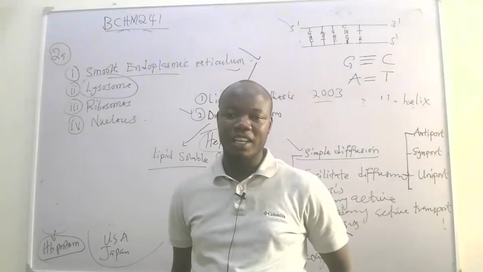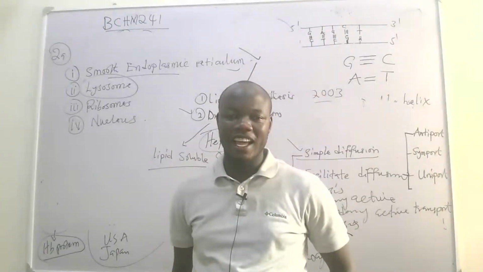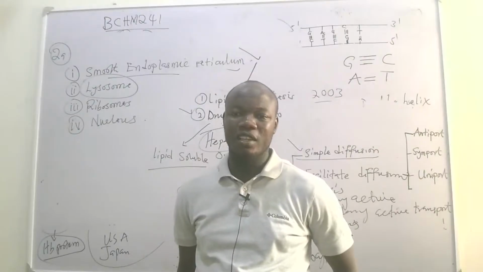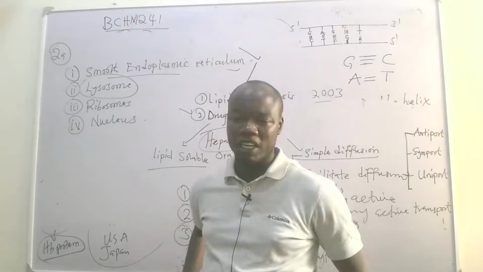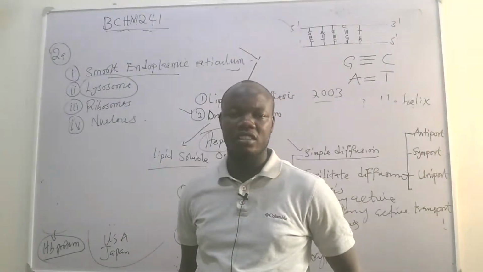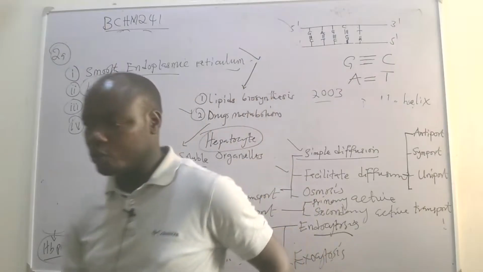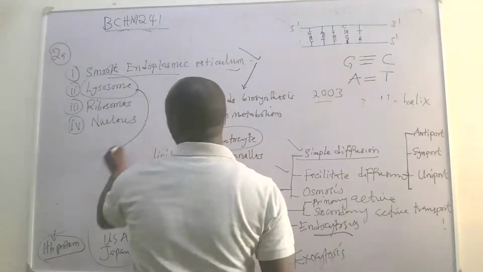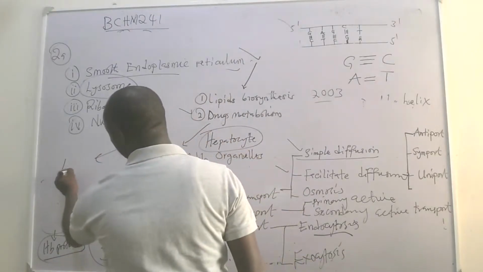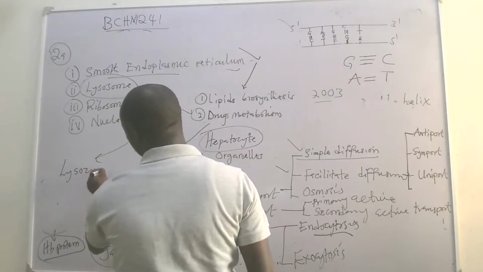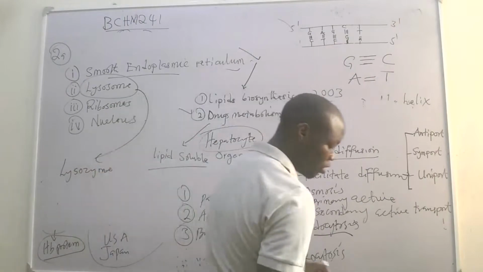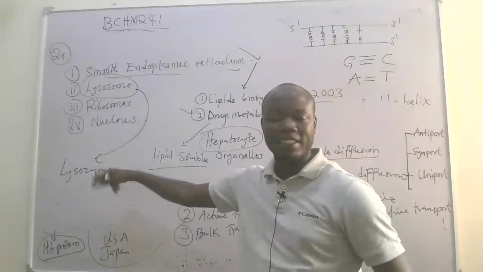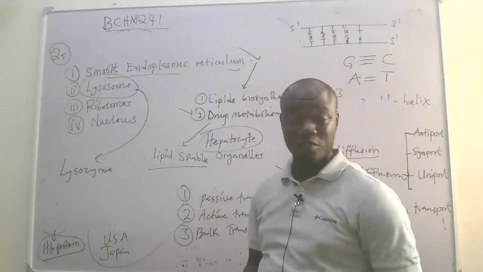Can I add an explanation? All your points are correct. If you said that, you'll have your full mark. But can I add an explanation? The lysosome is one of the organelles of the cell that contains an enzyme called lysozyme. That is the name of the enzyme. Lysozyme. So what is the importance of this lysozyme?